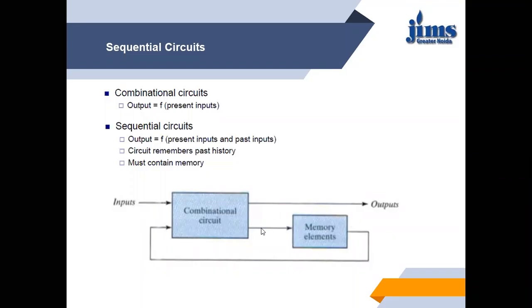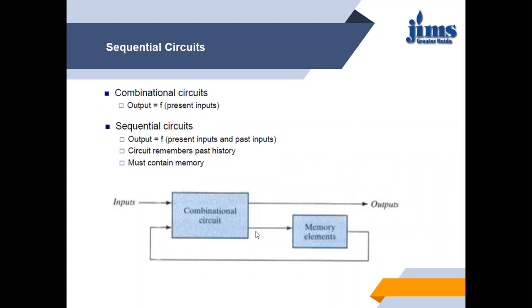Now what happens? Here is a memory element. What does the memory element do? It records the past output. So whatever is the past output, that is the previous output, is stored in the memory element, and that is again fed back as an input to the combinational circuit.